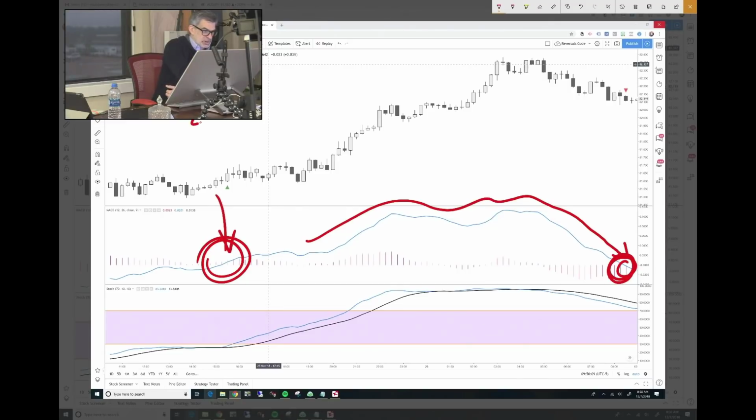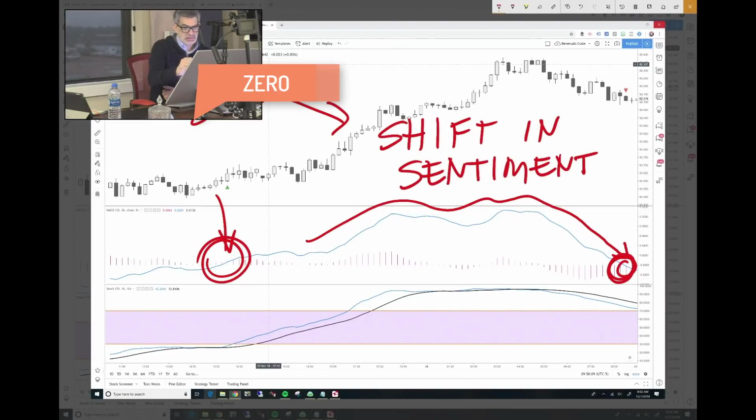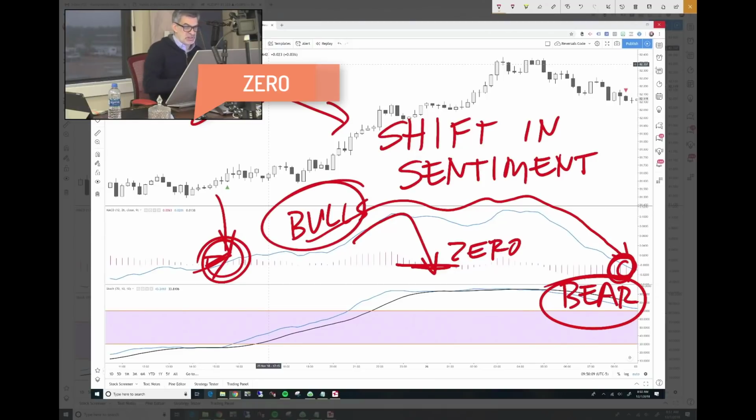Crossing above or below the zero line is, for me anyway, an indication that there's been a shift in sentiment. And there's a handoff between the bulls up here and the bears down below. When this signal line crosses below this zero line, that means the bears are in control. And if the signal line is crossing above that zero line, that means the bulls are in control.